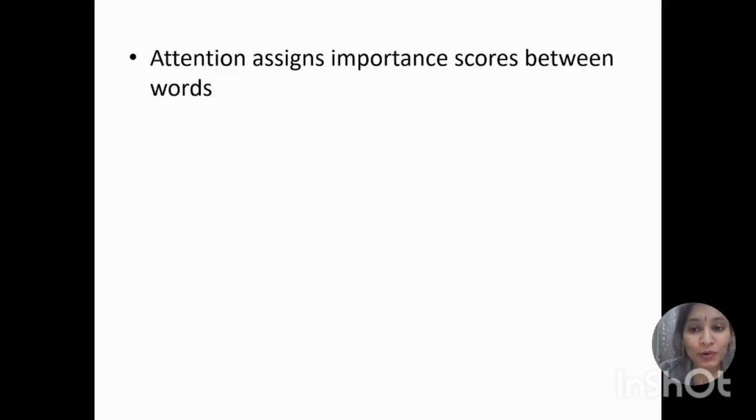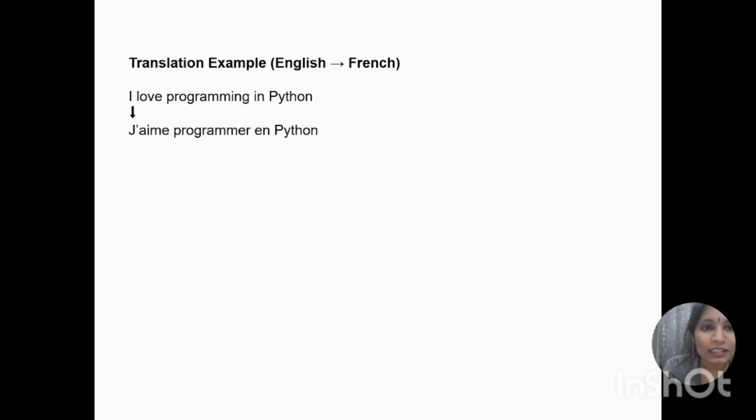Attention assigns importance scores between the words. Each word looks at other words and decides how important they are for understanding the meaning. This importance is stored as an attention score. For example, here is a translation example, English to French. Here you can see I love programming in Python.